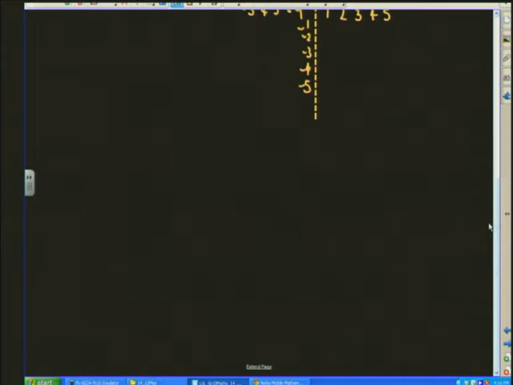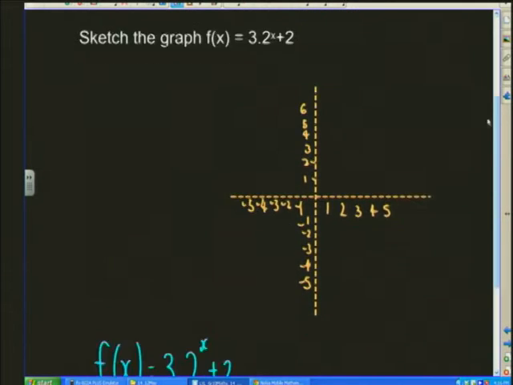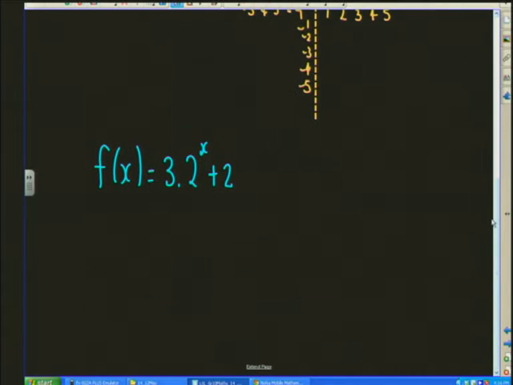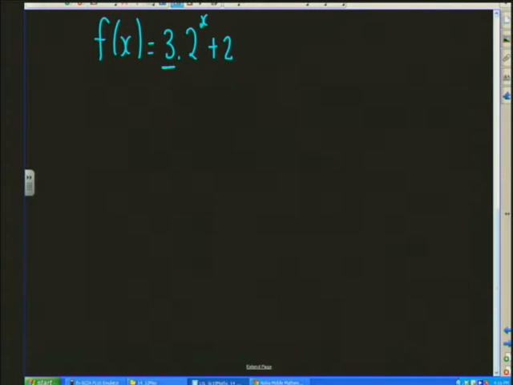First thing, let's look at the shape of the graph. So we've got f of x is equal to 3 times 2 to the power of x plus 2. Let's just make sure that is correct: 3 times 2 to the x plus 2. All right. We look at the value of a, the coefficient here of the exponent, and we see that that is greater than 0.